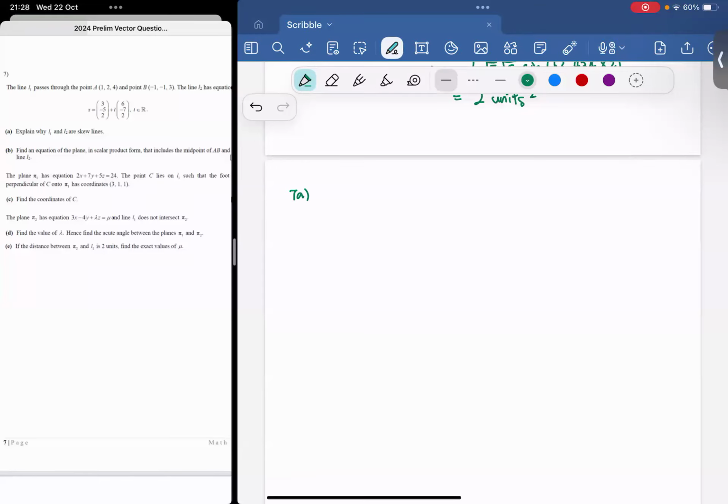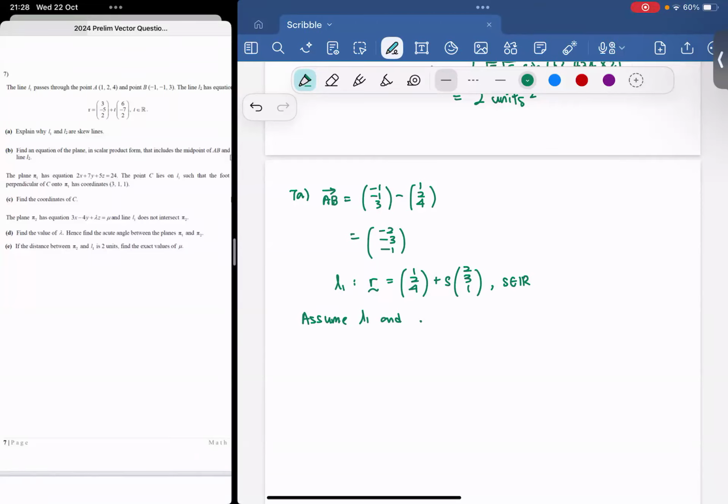Line 1 passes through A and B. Line 2 is given. Explain why L1 and L2 are skew lines. So what you need to do, you have to find the equation of L1 first. So to find the equation of L1, you have to find your AB. AB is just B minus A. Okay, so L1 will have the equation r equals to (1, 2, 4) plus s (2, 3, 1). I don't need to write the negative. So explain why this and this are skewed. So we assume they intersect first. Assume L1 and L2 intersect.